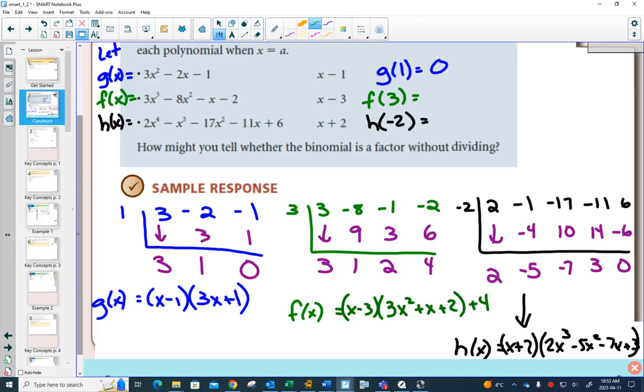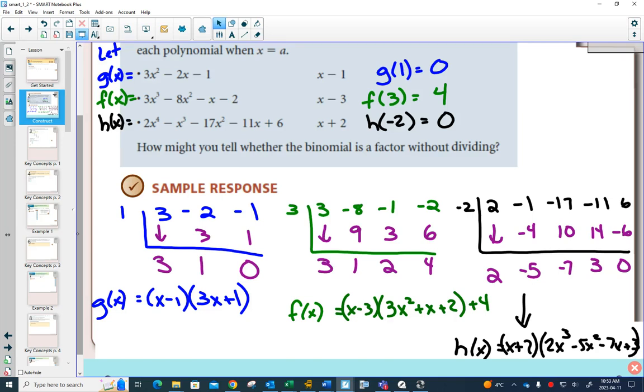When you plug 3 into this equation, it's going to be a little bit of mental math to do. 3 times 27 minus 8 times 9 minus 3 minus 2. You get 4. And when I plug in negative 2 into x for this one, lots of mental math to do, you get 0. And there is a beautiful pattern that starts to show up.